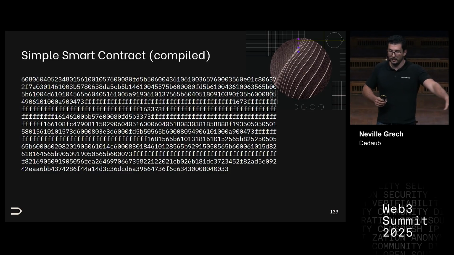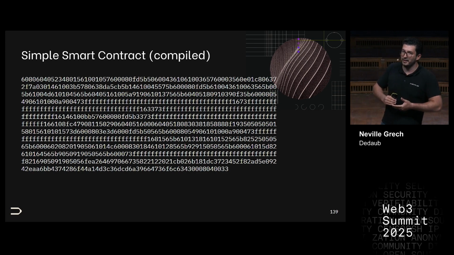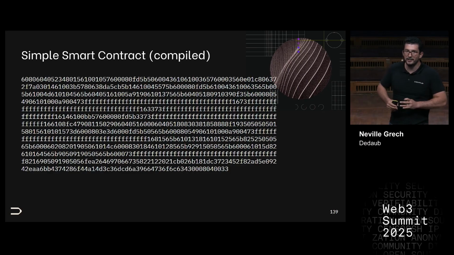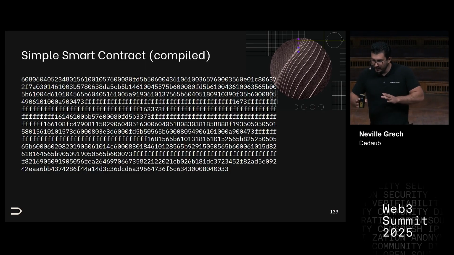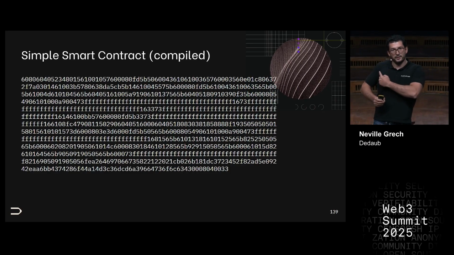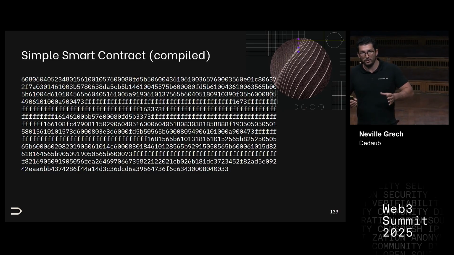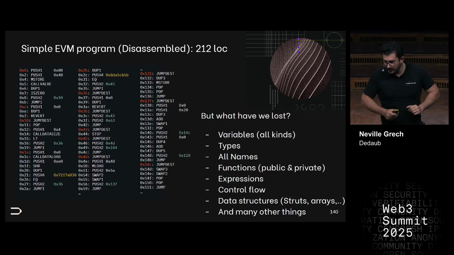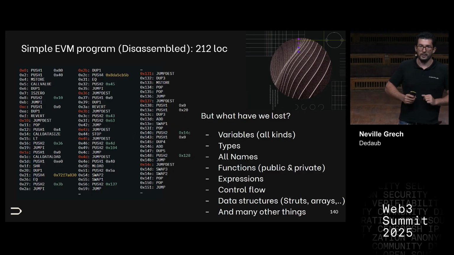Okay, this is how it looks like. It's called bytecode because every single byte is a different instruction. 90% of the time that's true. So for instance, if you look at the very first instruction, that's 60 in hexadecimal. That's the first byte. 60 is push 1. Okay?